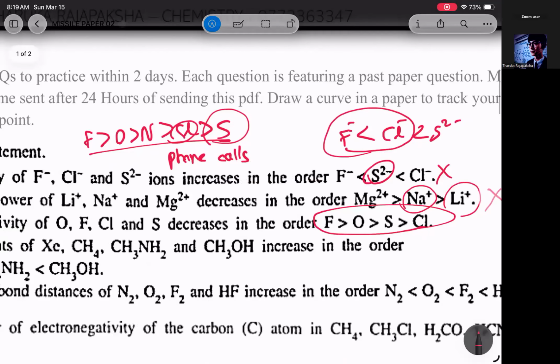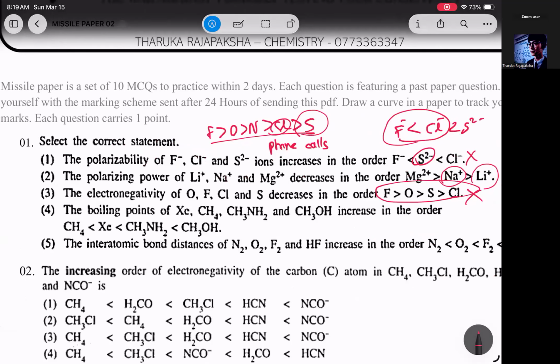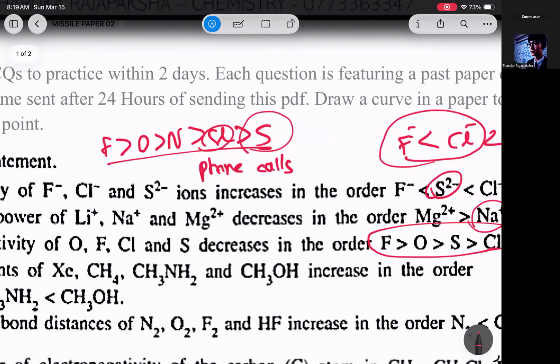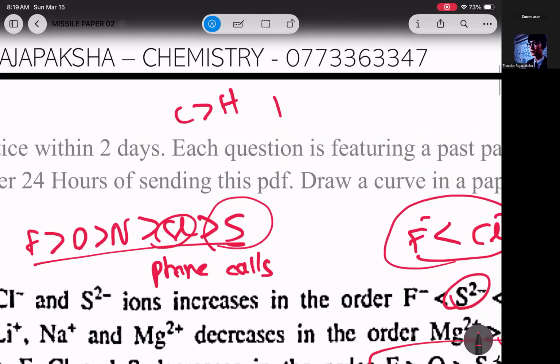It's a direct MCQ. The boiling points of, no, there are some more things you have to remember. Carbon is larger than hydrogen and phosphorus is larger than hydrogen. Like back of your mind, have this in your mind, right?